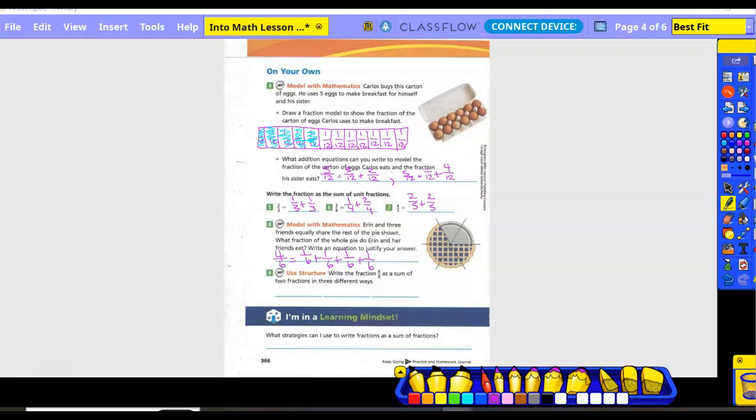Number 9, use structure. Write the fraction 6/8 as the sum of 2 fractions in 3 different ways. So what's one way I could write it? 3/8 plus 3/8. What's another way? 2/8 plus 4/8. Now, can I also write it as 4/8 plus 2/8? Yes. Yeah, it can go either way. And then what's one other way? 1/8 plus 5/8.